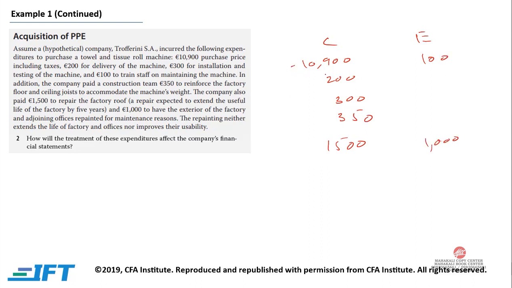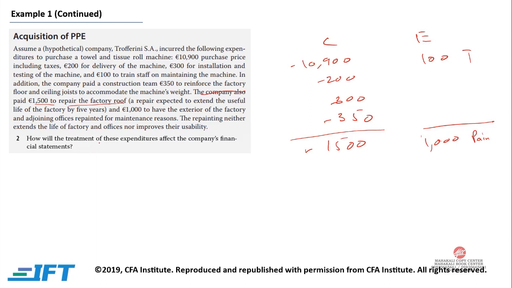10,900 for purchase price, 200 for delivery, 300 for installation, 350 for reinforcement of the factory floor. The company also paid 1,500 to repair the factory roof. So this is for the roof, this is for the training, and this is for your paint. Now because painting is not impacting the life of the factory, hence it would be expensed.